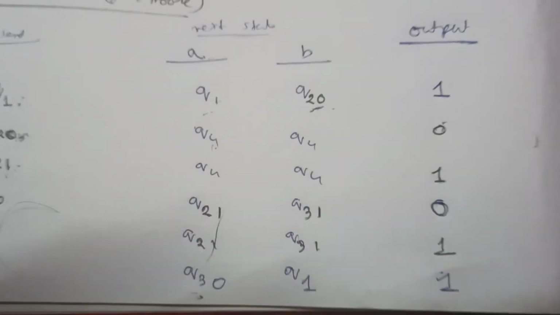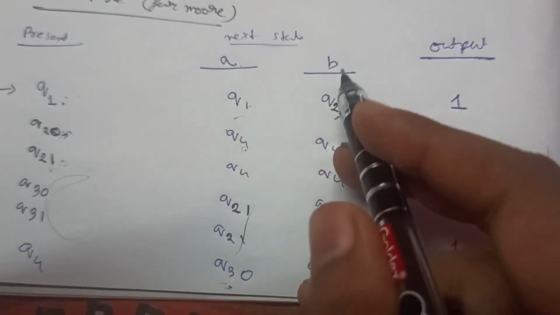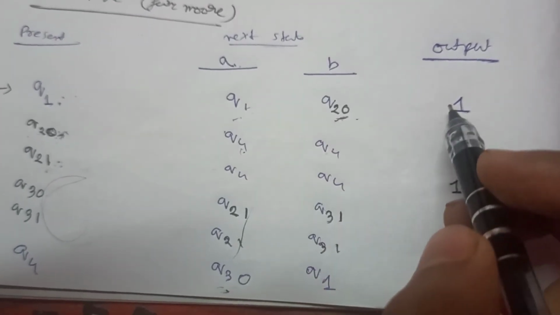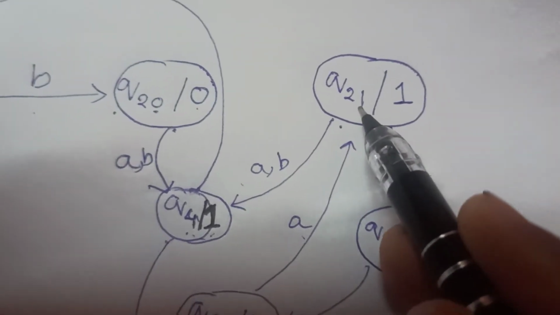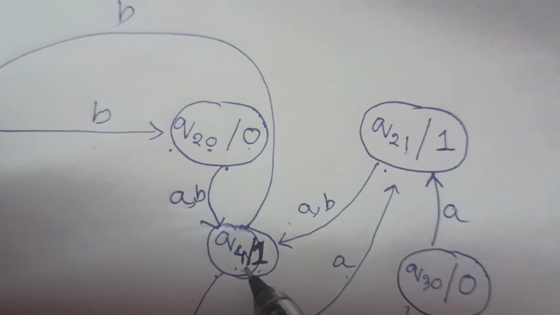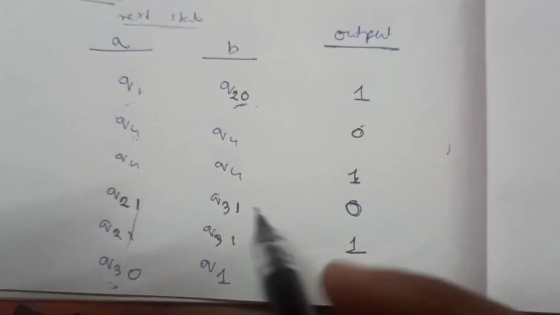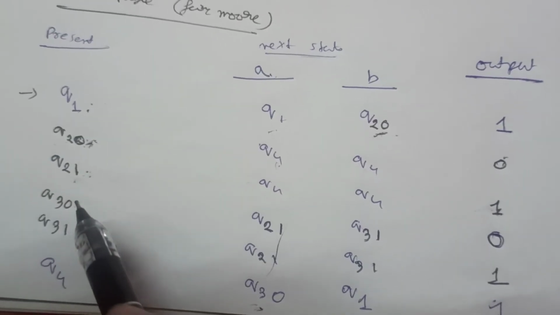Now let's check our next state, that is q21, the third state. For q21, for both input symbols a and b, again it goes to q4, and here the output is 1. Because the q21 output is 1, and for both a and b it will go again to q4. And now what is the next state? The next state is q30.